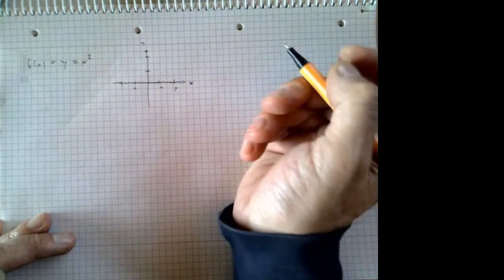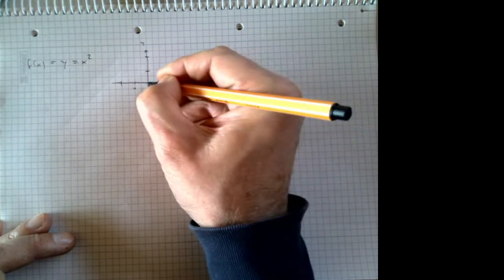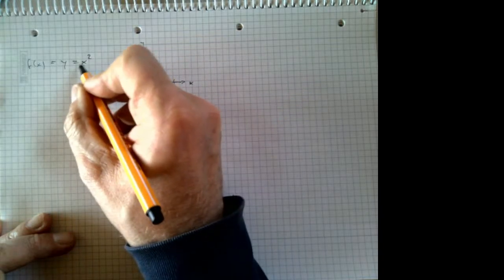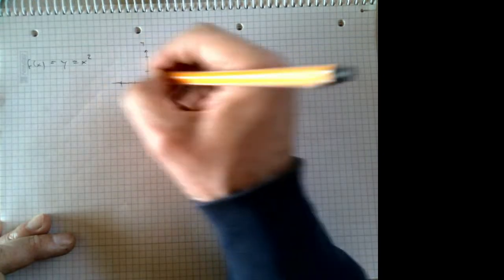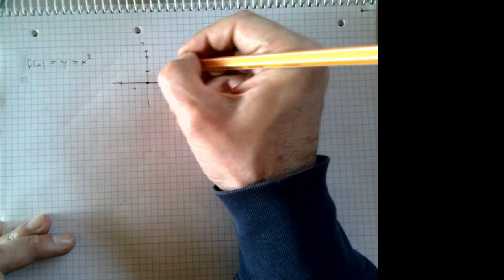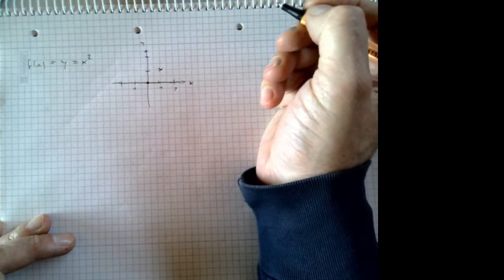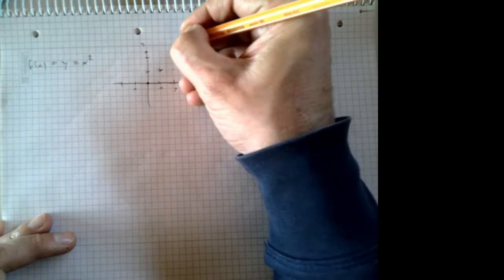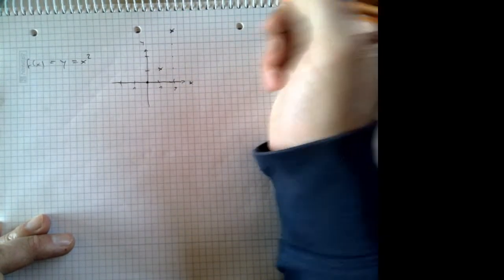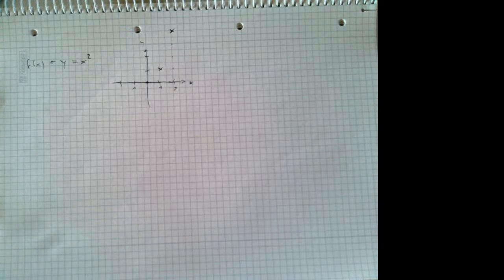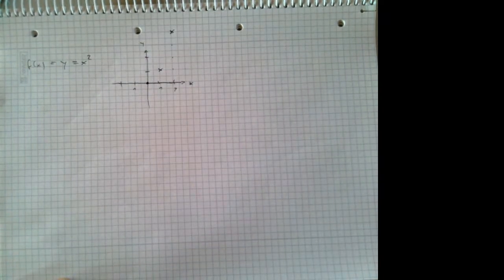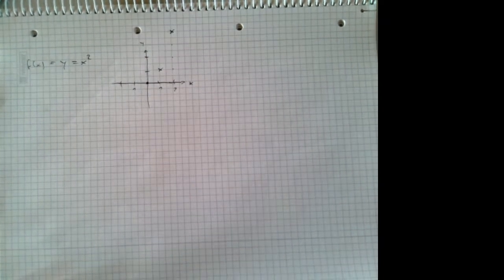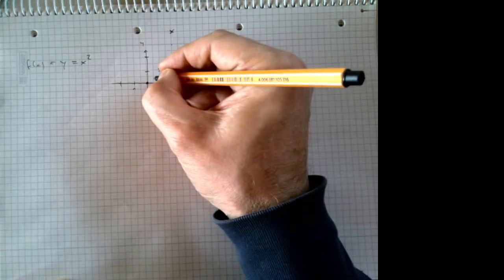0 to the power of 2 is 0. 1 to the power of 2 is 1. 3 squared is 9. 2 to the power of 2 is 4. And 1/2 to the power of 2 is 1/4.